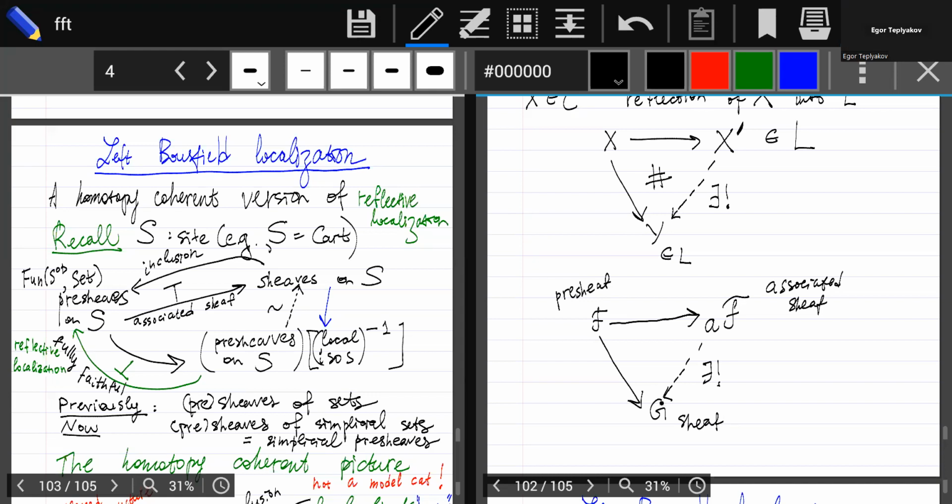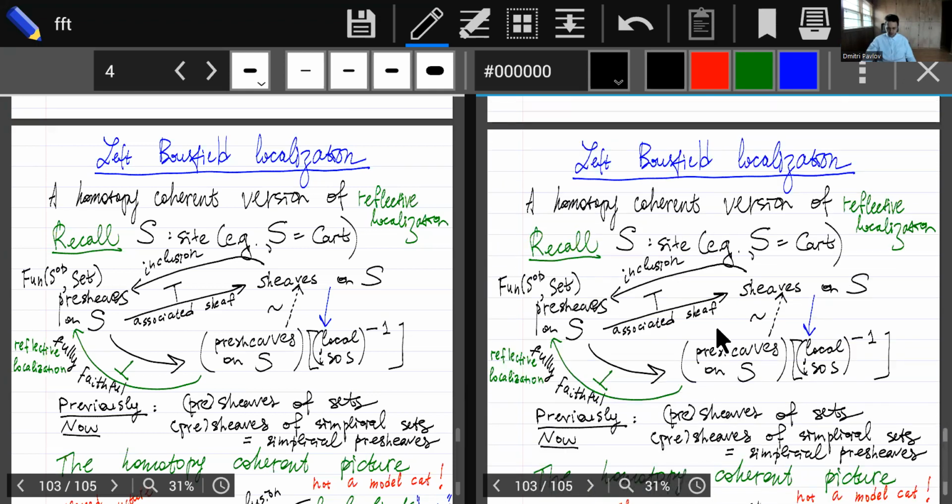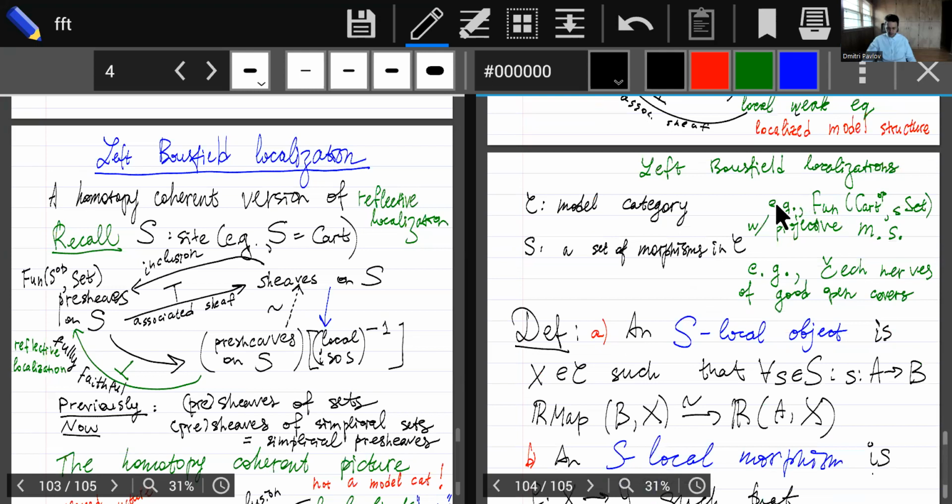I understand. Thank you. Yeah. And second question, how is this definition linked to Bousfield localization? Yeah, so in the Bousfield localization, we will do exactly the same thing, but now in a homotopy coherent fashion.